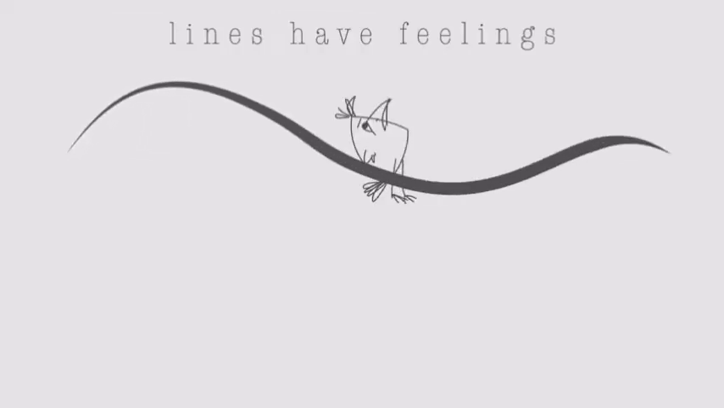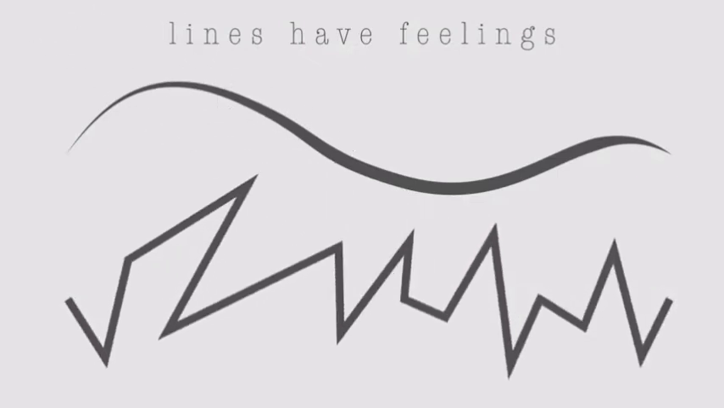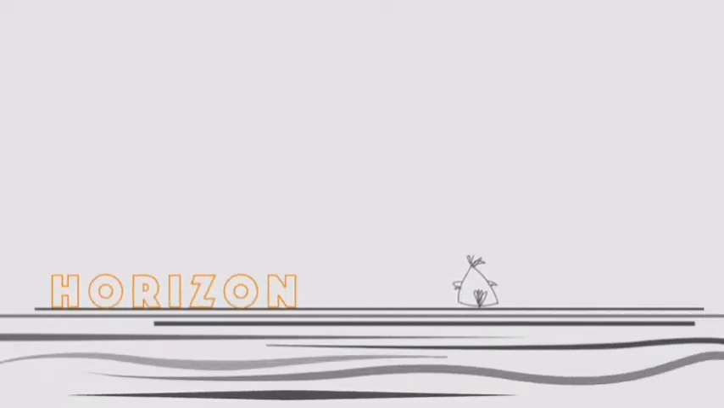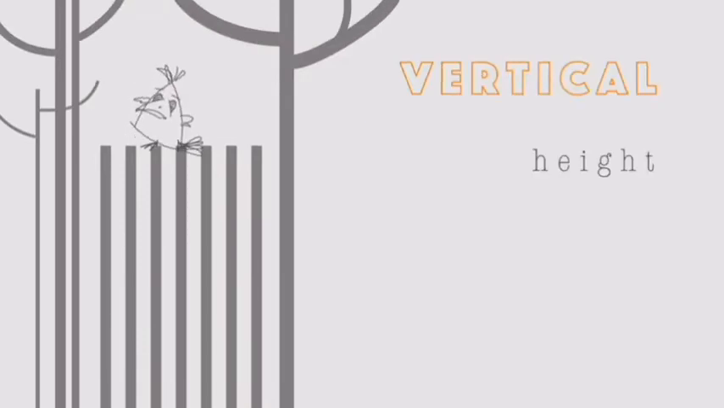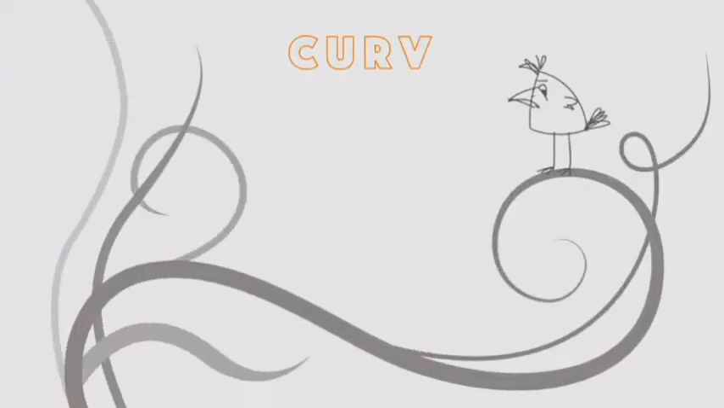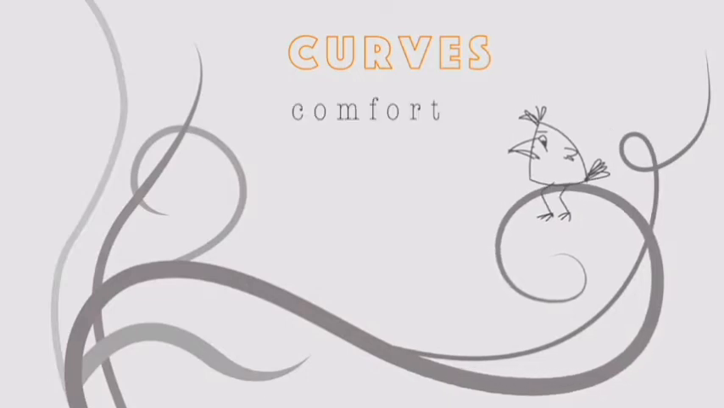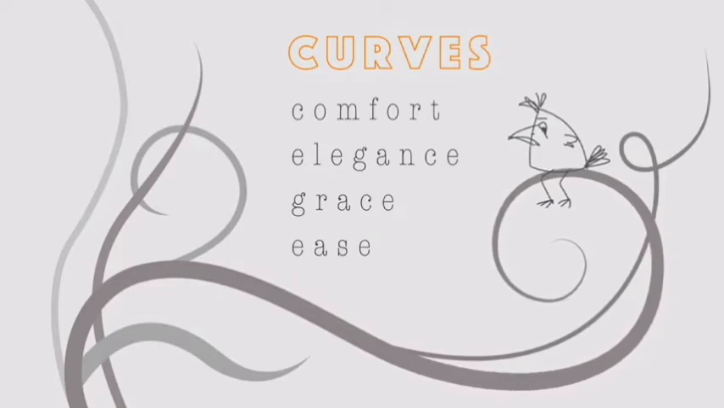Believe it or not, lines have feelings. By changing the way you draw or shade, you can change the meaning and the message of your artwork. There are certain ways our brain processes and interprets what we see. Look for yourself. Horizontal lines generally look quiet and calm. They suggest some space and distance in an artwork. Vertical lines, on the other hand, give an impression of height and balance, support and strength. Curved lines are special. They are very comforting compared to straight lines. They're elegant and graceful. So if you want to add some ease to your work, use more curves.